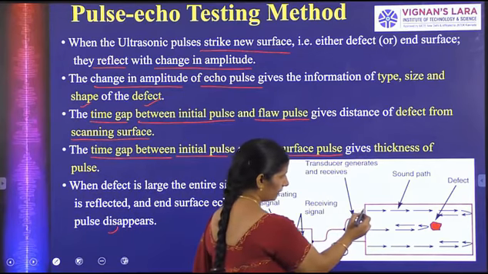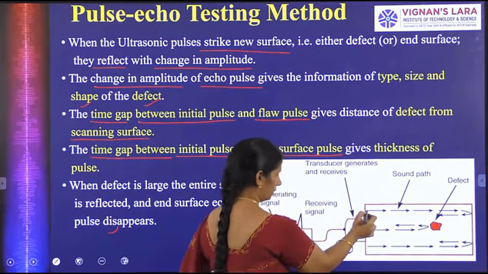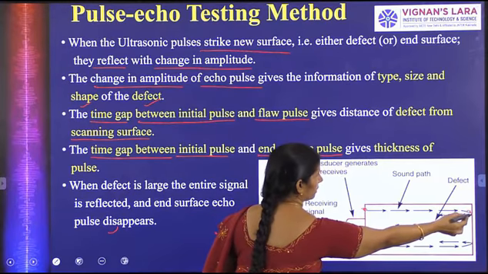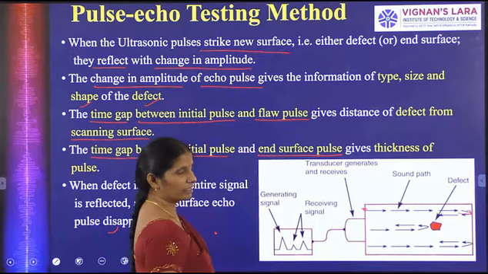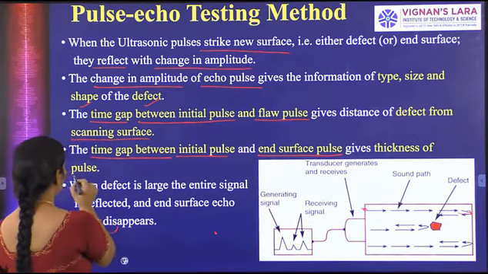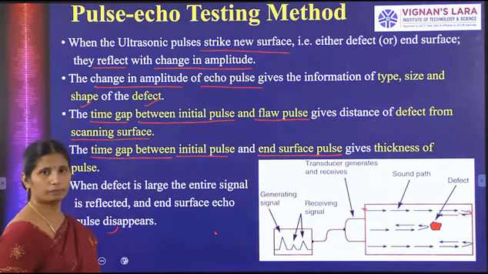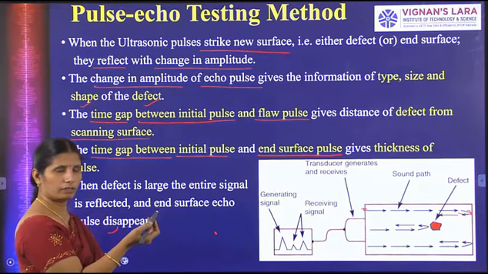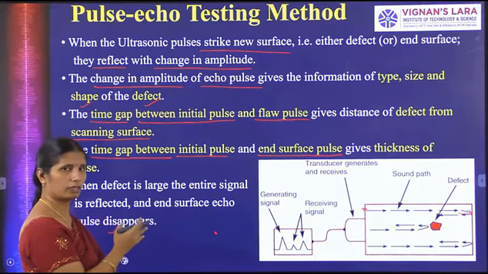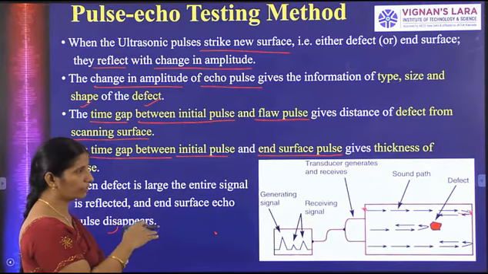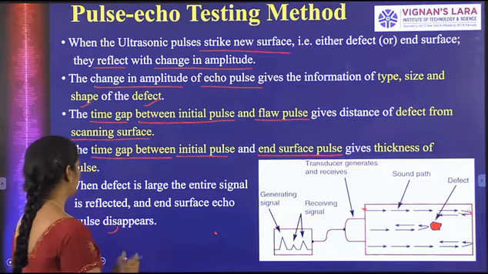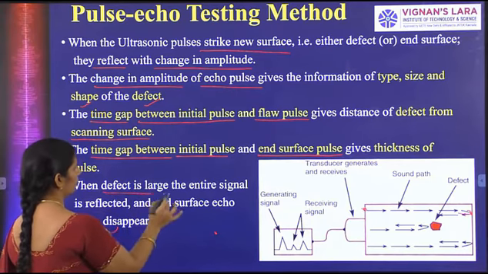Or the time gap between the initial pulse and the end surface pulse, the time gap between the initial pulse and the pulse coming from the end surface, gives the thickness of the material. So the time taken by the ultrasonic pulse from the initial point to the end point gives the thickness of the material.